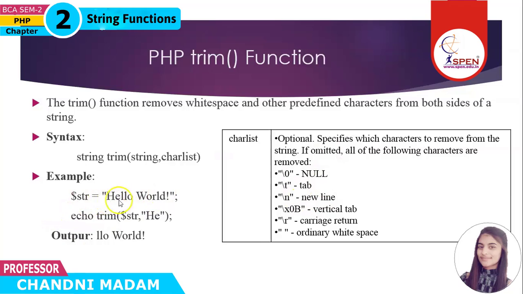Here is an example. Here we will pass the "hello world" string into our trim function and we will pass "he". So this function removes "he" from your string. So after removing "he", the output is "llo world".